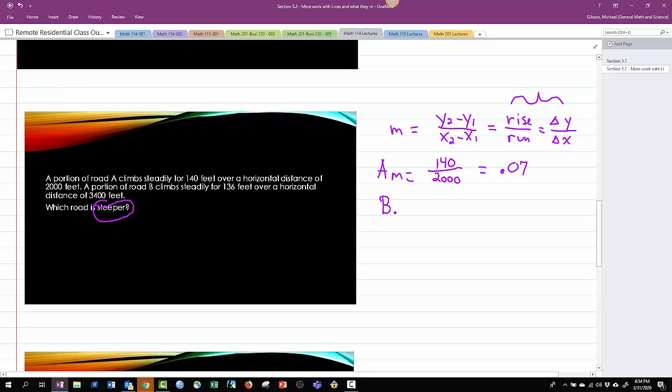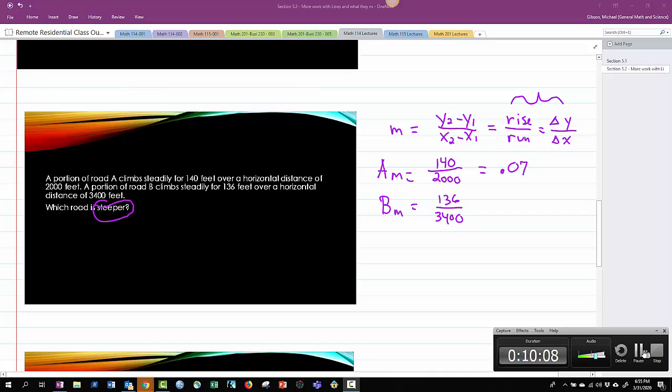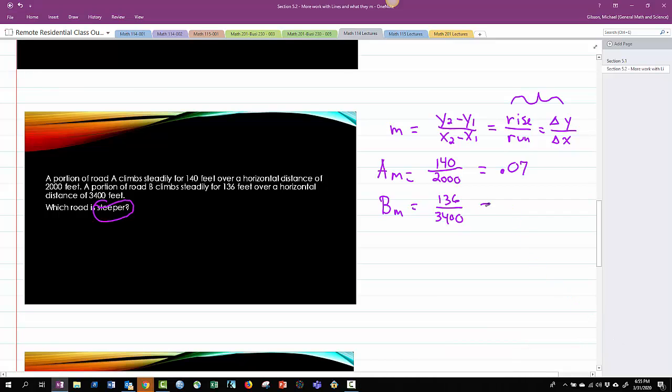And we've also got our slope for B, and B climbs steadily 136 feet, so B goes up 136 over a horizontal distance of 3,400 feet. Okay, so now we do the division for that one, turn it into a decimal, get 0.04. Okay, so which is steeper? Well, it's the one with the bigger slope. It's this one. A is steeper. All right.